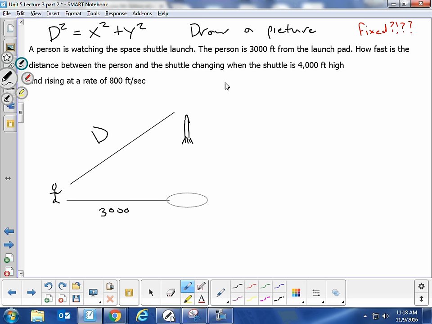And I'm trying to find dD/dt. How fast is the distance changing? Okay. That distance is a diagonal distance. So how fast is this distance changing when the shuttle is 4,000 feet high? So I'm going to put 4,000 feet as this height, and rising at a rate of 800 feet per second. Okay. This is where we have x's and y's coming along. X would be horizontal, y would be vertical. So rising would be dy/dt.